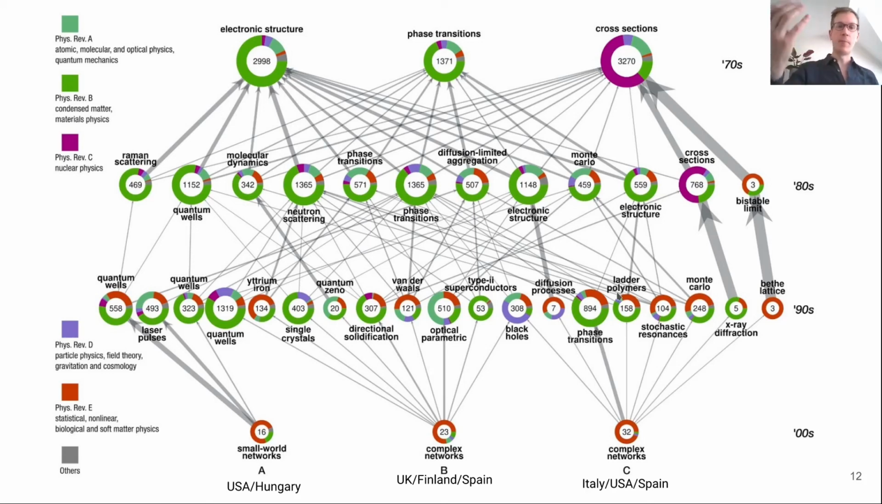And as we go back in time up to the 70s, we see that we only have just 3 big communities that also are quite different in terms of journal and keywords.